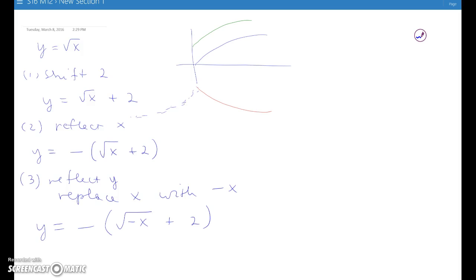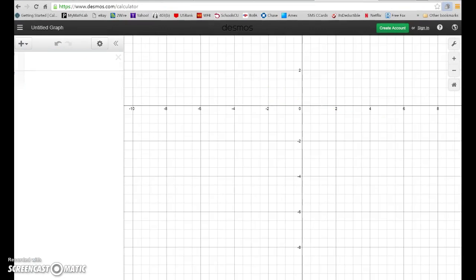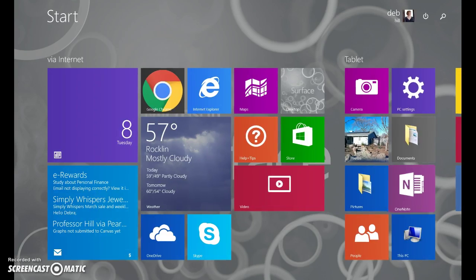And let's go check really quick on Desmos and see if that is indeed what we have. So we have y equals the opposite of, open parenthesis, then SQRT is how you get square root on Desmos, the opposite of x, and then outside the parentheses plus 2, and the graph looks exactly how we expected it to. Okay, so let's go back and do some more examples and check the graphs.